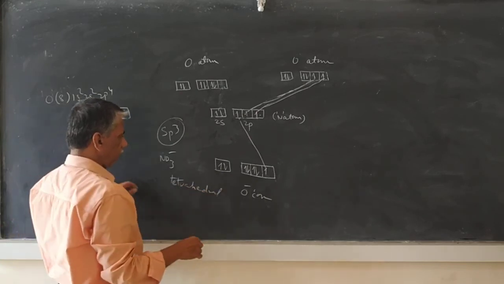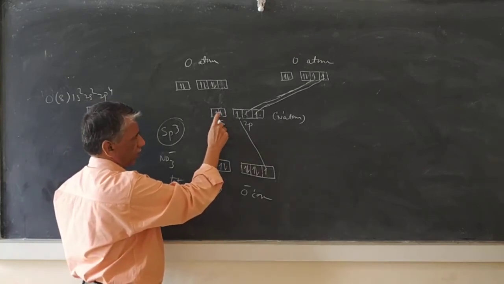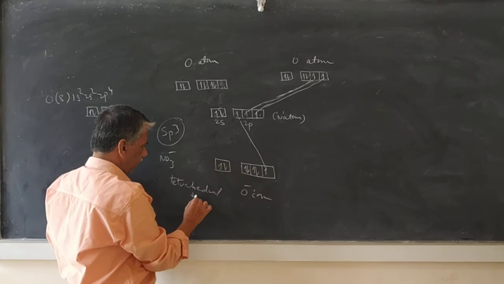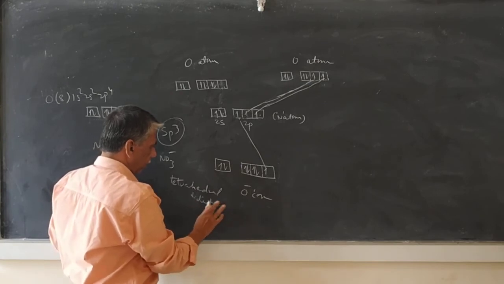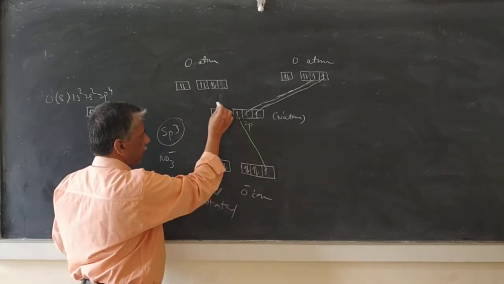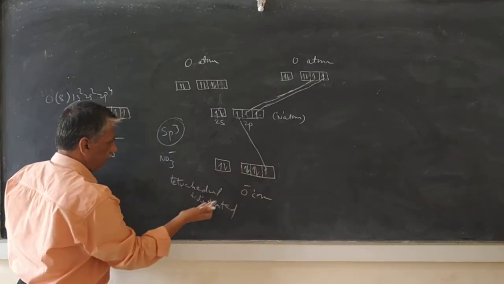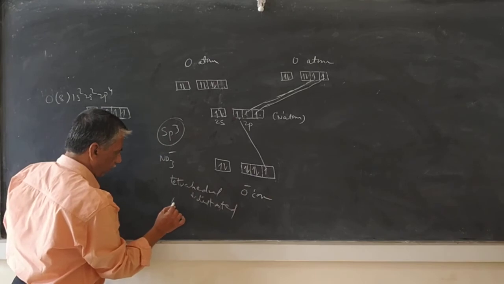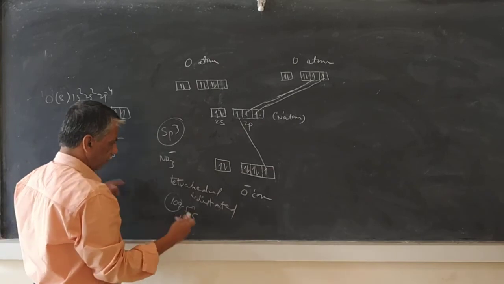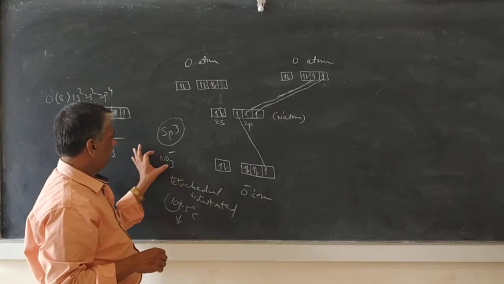and therefore the expected geometry is tetrahedral. The expected geometry is tetrahedral, but since it consists of one lone pair of electrons, this tetrahedral geometry is slightly distorted. This distortion is due to the presence of the lone pair of electrons. Okay. Since the tetrahedral geometry is distorted, the bond angle also decreases from 109.5 to some 106 like that. So this is the explanation for the nitrate ion.